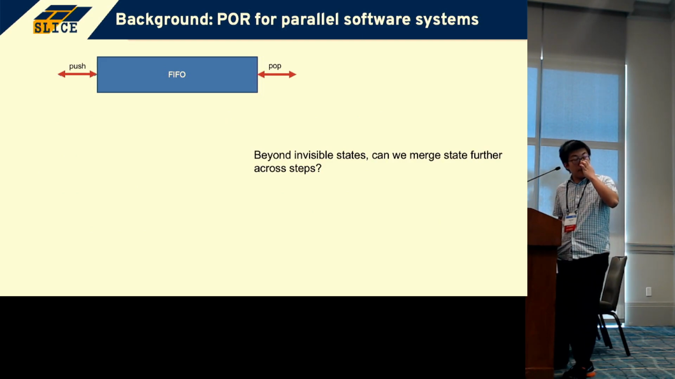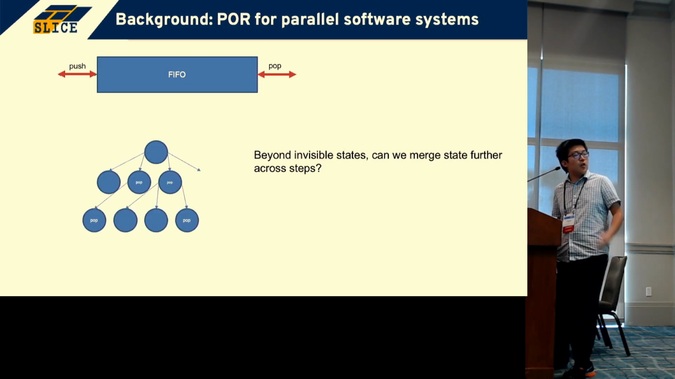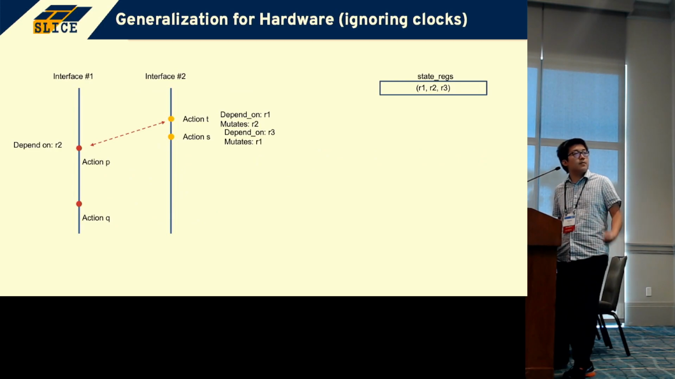And actually the question is, beyond those invisible states, which are trivial to just prune away in our stimulus generator, can we merge the state further across different steps? For example, you can see that if two pops happen, then the final result should be the same rather than having them checked twice.